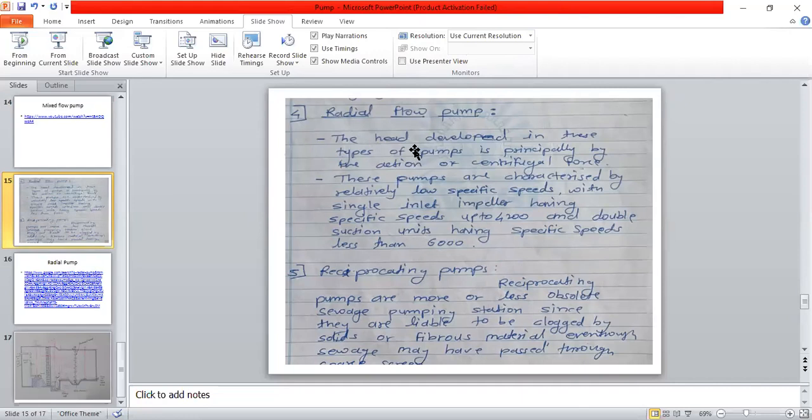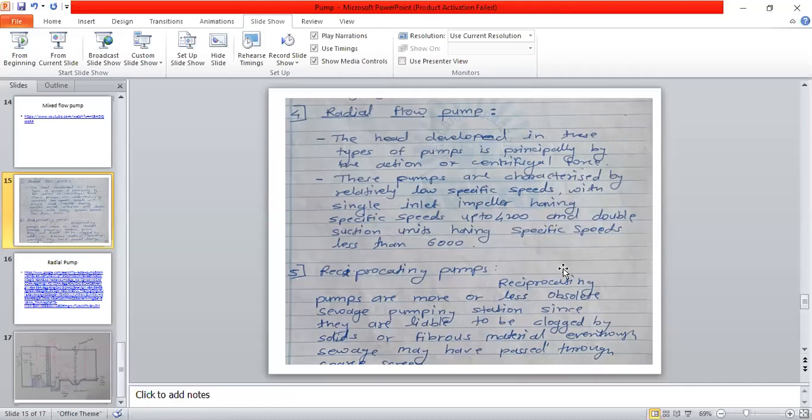Okay. So radial flow pump, the head developed in this type of pump is principally by the action of centrifugal force. These pumps are characterized by relatively low specific speed, with single inlet impellers having specific speeds up to 4,200 and double suction units having specific speeds less than 6,000. Okay. So shall I go to the next point?